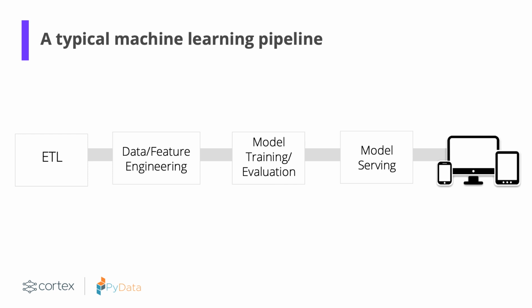Start off with your ETL. This is where you scrape your web data, maybe get a third-party data dump, scour through logs, transform the records, and load them onto a storage layer like S3, just so that you can house it and it's pretty easy to access. And then you go on to your data engineering and your feature engineering.